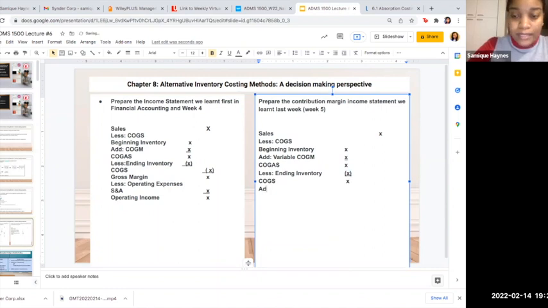We can also add to that our variable selling and admin expenses. I'm going to call it S&A. So this will give us our total variable costs. So once we have a total variable cost and we deduct that, what does that give us? Total variable cost deducted from our sales gives us what? A contribution margin. Very good.